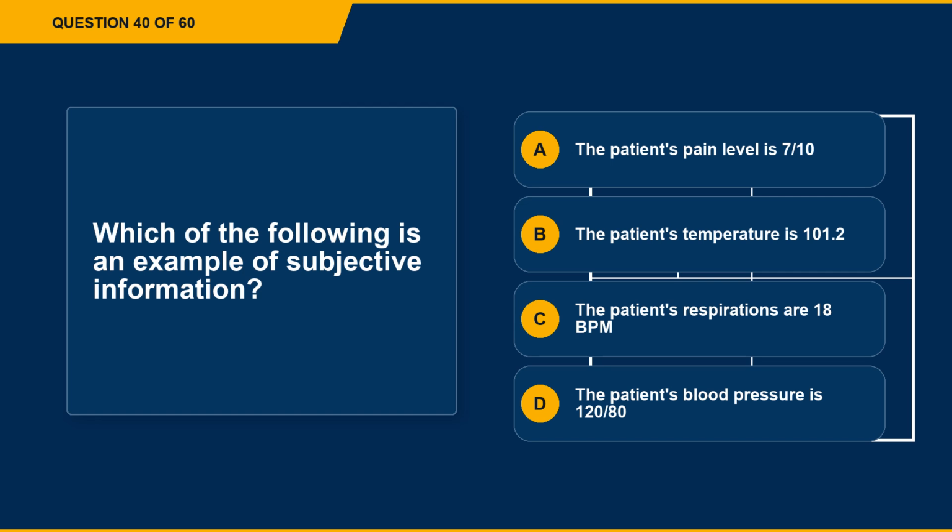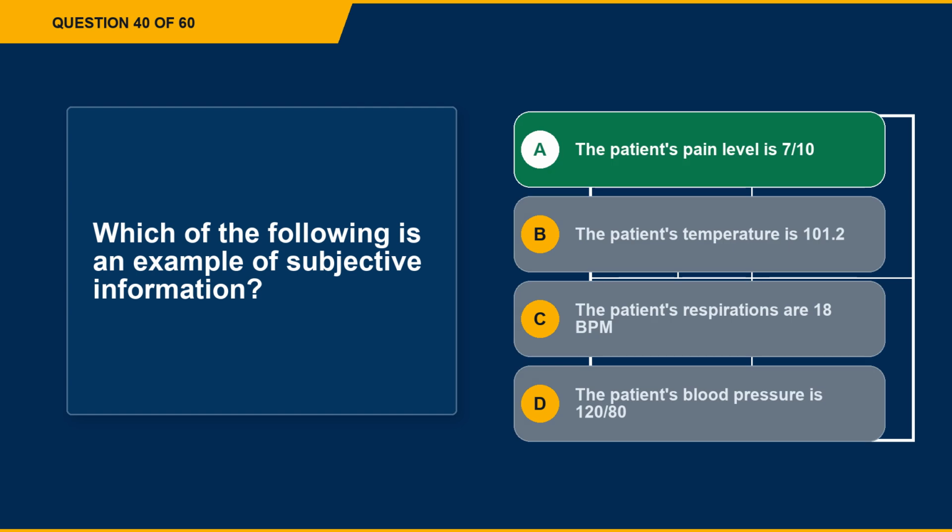Question 40. Which of the following is an example of subjective information? Option A, the patient's pain level is 7/10. Option B, the patient's temperature is 101.2. Option C, the patient's respirations are 18 beats per minute. Option D, the patient's blood pressure is 120/80.